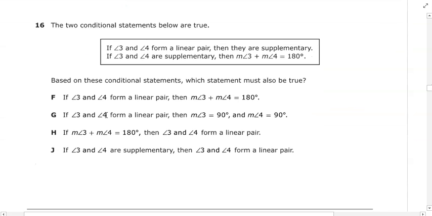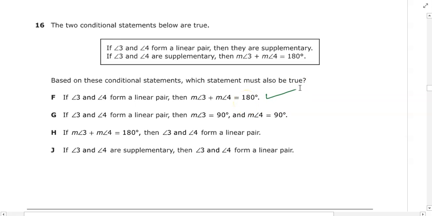All right, for question 16, 2 conditional statements below are true. Based on these conditional statements, which statement must also be true? So if angle 3 and angle 4 form a linear pair, then they are supplementary. If angle 3 and angle 4 are supplementary, then angle 3 plus angle 4 equals 180. Okay, so kind of common sense stuff we should know about the definition of linear pair and being supplementary. Based on the conditional statements, which statement must also be true? If angle 3 and angle 4 form a linear pair, then angle 3 plus angle 4 equals 180.